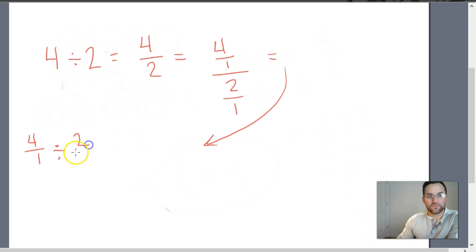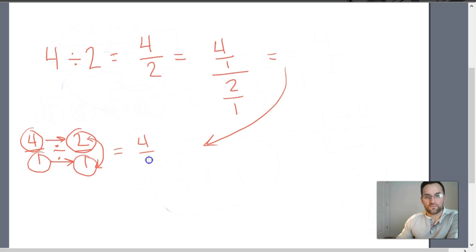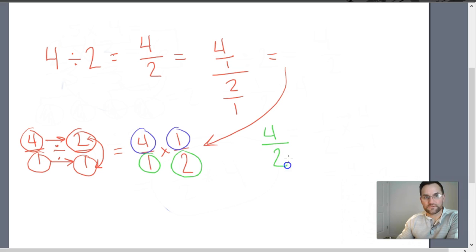And when we divide two fractions, we flip the second one, and then multiply straight across. The numerator times the numerator and the denominator times the denominator. But first we flip it. So let's rewrite it. We have 4 over 1 times 1 over 2. If we multiply the numerators and the denominators, we end up with 4 over 2, which is where we're at right here, and that is equal to 2.